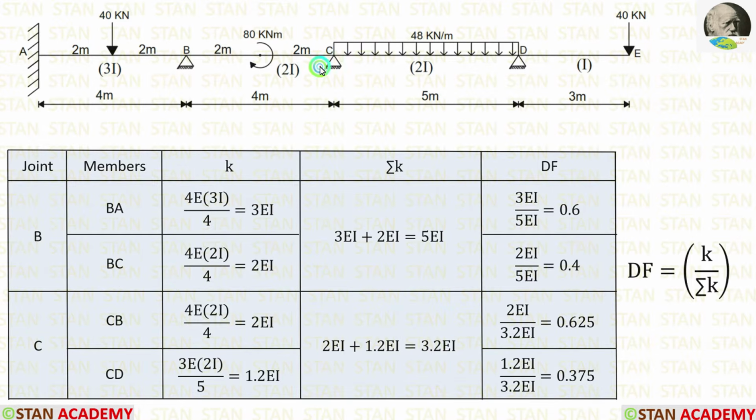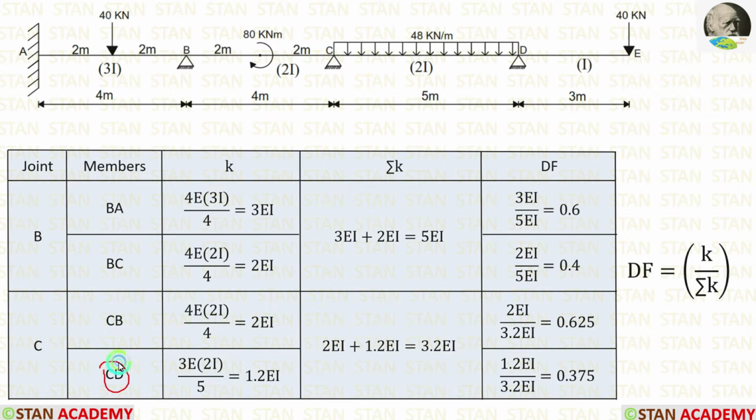Now, let us calculate the stiffness values in the joint C. From the joint C, we have to calculate two stiffness values for CB and for CD. First, let us calculate for CB. For that, from the joint C, we have to look at the point B. The point B is continuous because after the point B, we have a span AB. If the far end is continuous, the formula is 4EI by L. The length of BC is equal to 4 meter and the moment of inertia is equal to 2I. We can apply. Finally, we are getting the stiffness for CB is equal to 2EI.